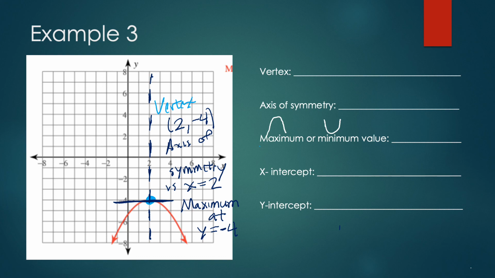Now this one's interesting because I'm looking for my x-intercepts. Here's my x-axis. Does this parabola intersect the x-axis whatsoever? Well, it doesn't. So anytime you encounter one where it doesn't have x-intercepts, you're going to write no solution, or you could write NA for not applicable, or you could write no x-intercepts are found.